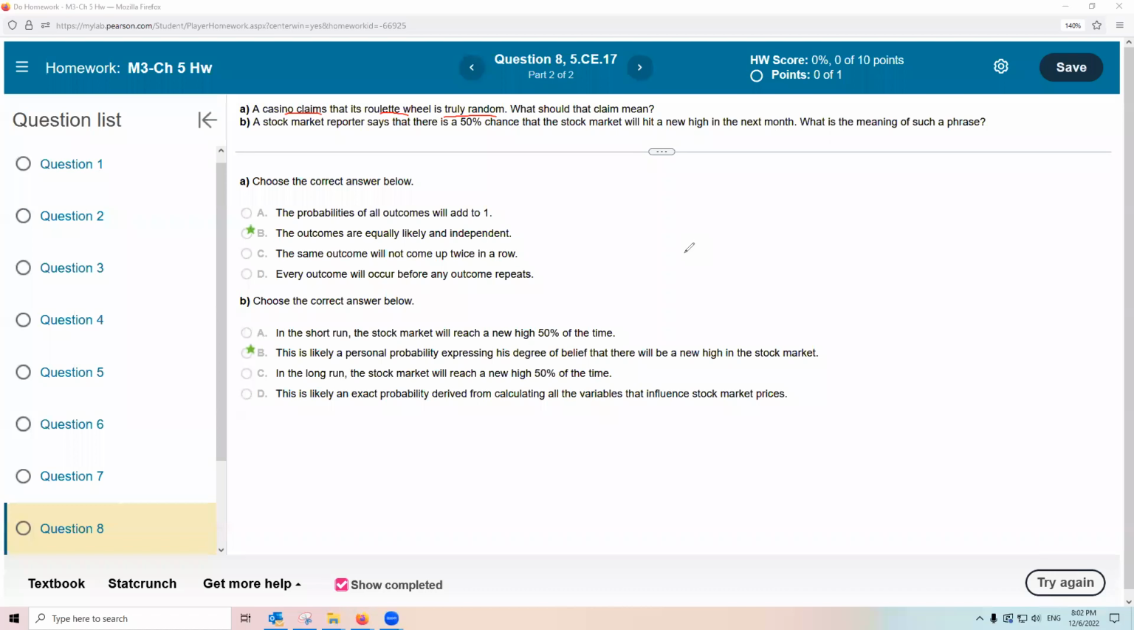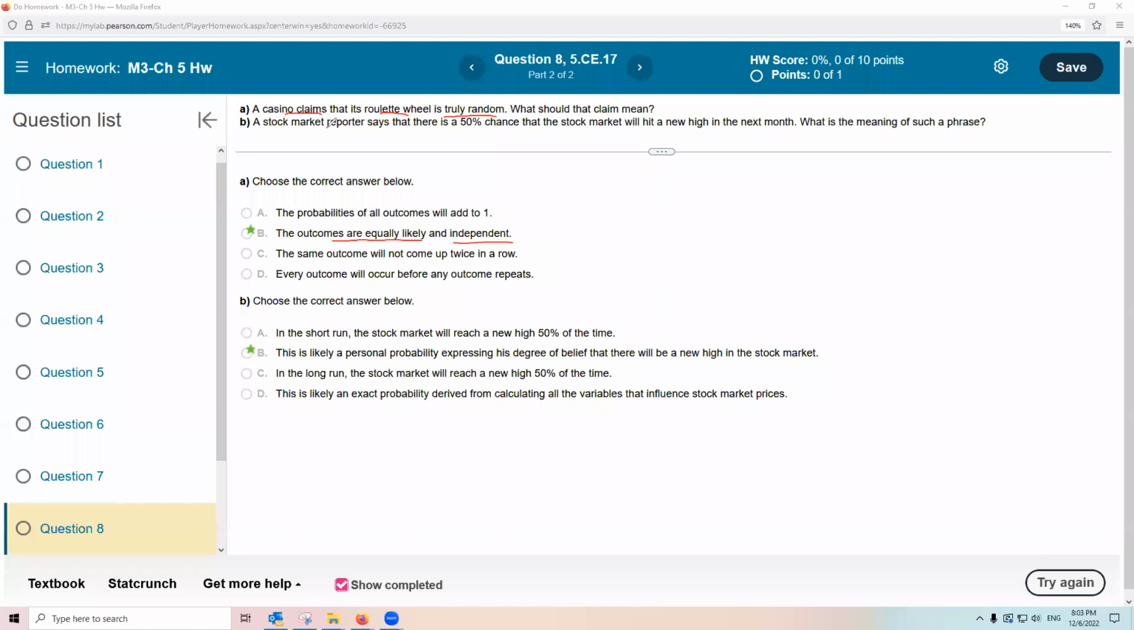Well, if it's a random roulette wheel, it means that the ball, if you know the game of roulette, the ball is equally likely to fall in any one of the 38 slots on the roulette wheel. That means the outcomes are equally likely and they're independent. Independent means what happened on the previous spin has no effect on the next spin. Each spin is like its own separate outcome. There's no dependence. There's no memory to the roulette. Let's go to part B.